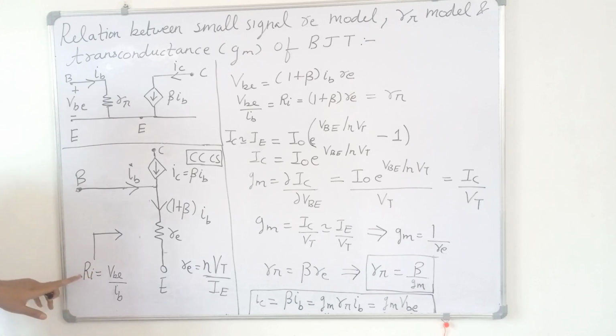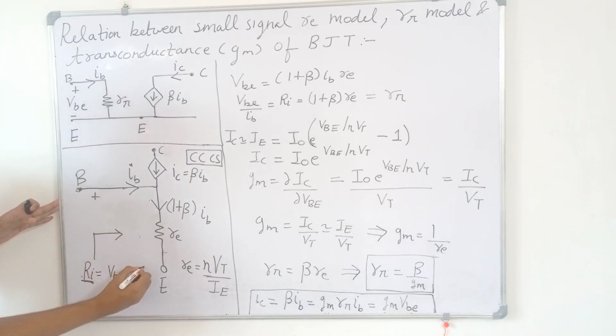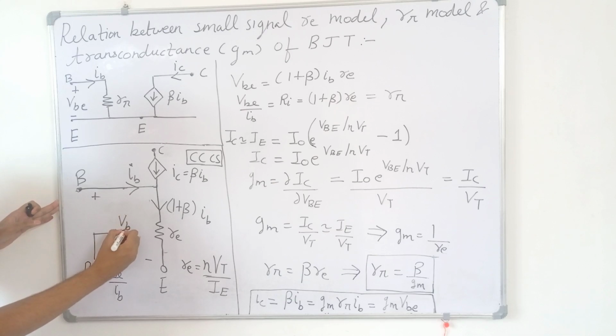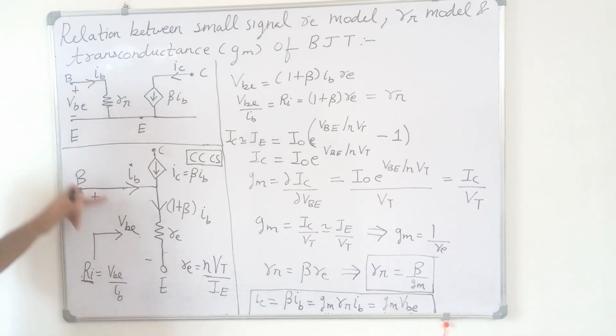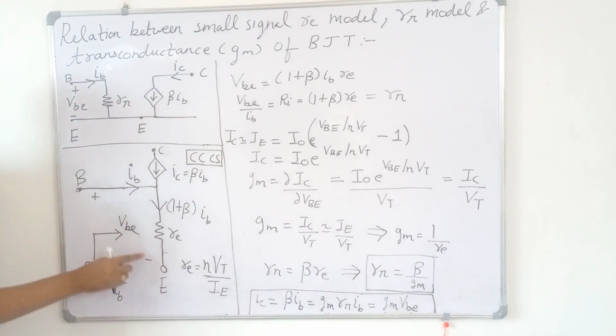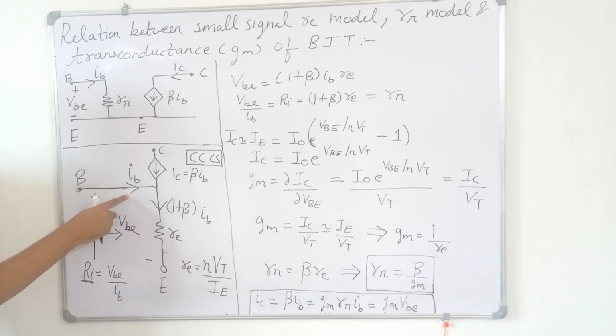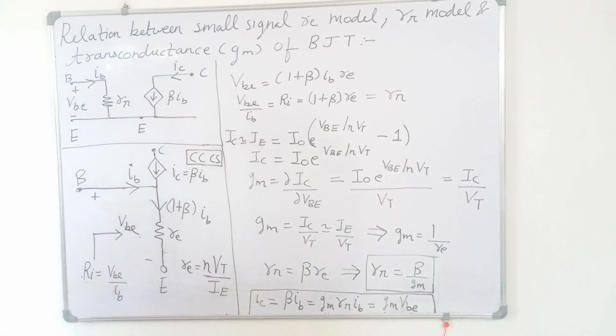This is the input resistance of the transistor, Ri. So Ri will be equal to VBE, the voltage between base and emitter, because base and emitter are the input terminals of the transistor. So VBE, and the input current is IB. So the input resistance is VBE upon IB. We are discussing the common emitter. Then this is the r pi model.